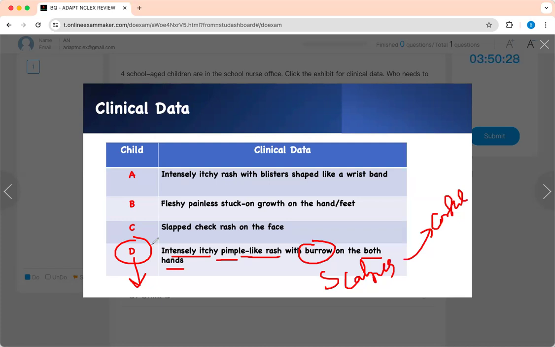A test-taking strategy, the Adapt class way. Number 4, we have to call it. Take care of yourself and bye.